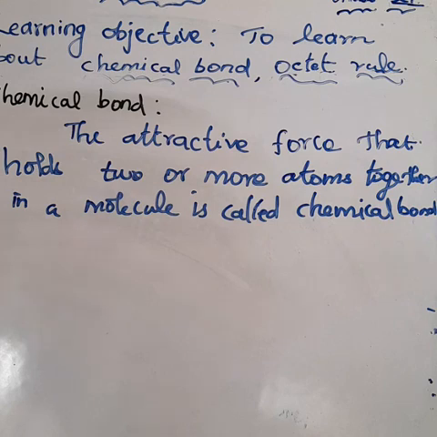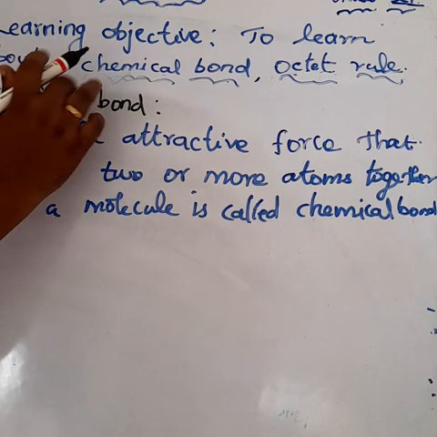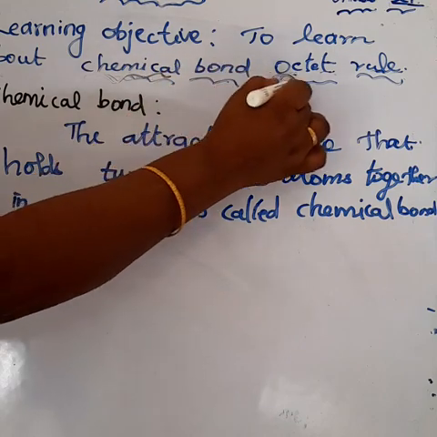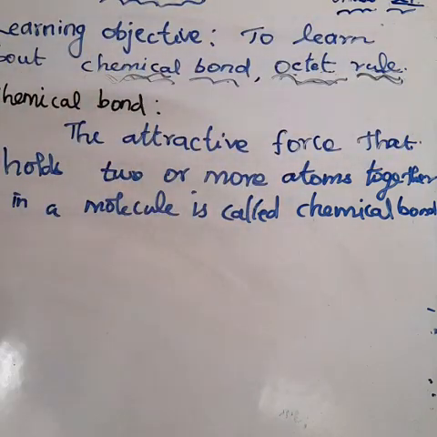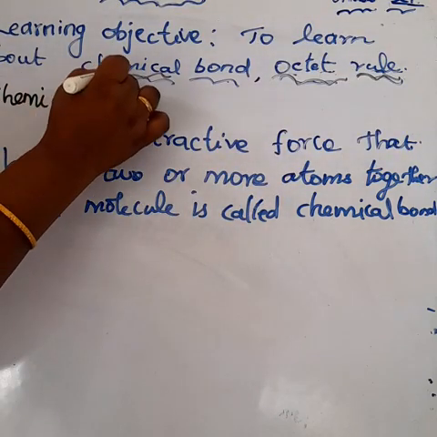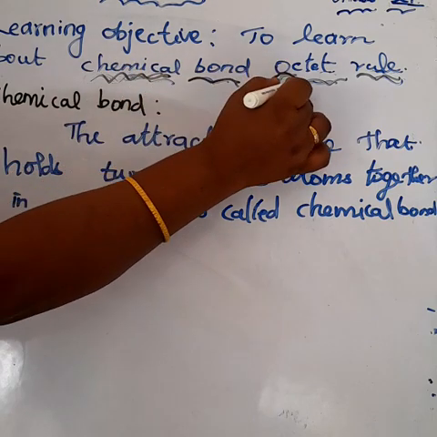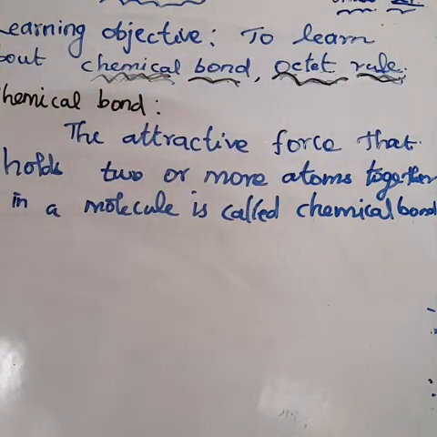Today we are going to study about chemical bond and octet rule. Listen carefully, take notes, use a separate note for chemistry. Whatever topics I take, everyone should write in your note. Okay, students? Okay. First, we can start with chemical bond.